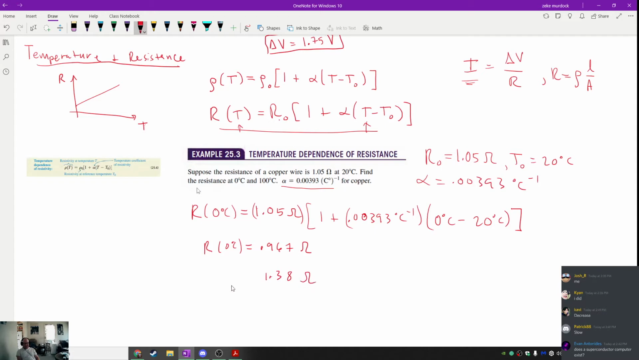And you can do the same calculation. I'm not going to do it because it is super simple, obviously. Plug in 100 and set a 0 and you get that. So those are the two answers we get. Pretty easy. Anyone have any questions?